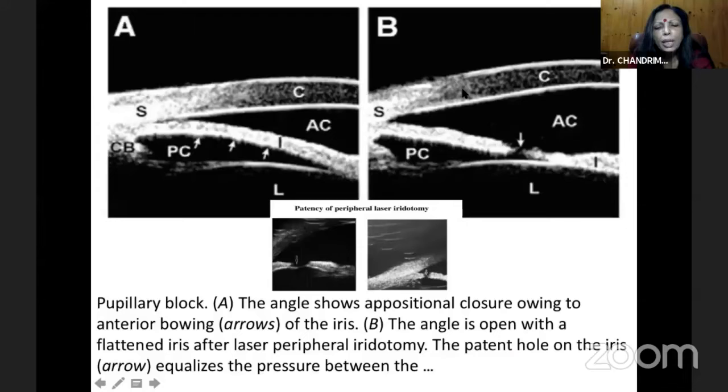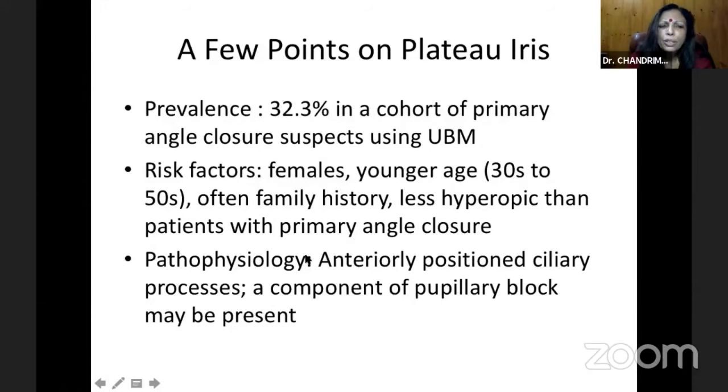And in B, you see the angle is open with a flattened iris after laser peripheral iridotomy, which can be seen out here. And that's also another picture where you can see the patency of the peripheral laser iridotomy. So a few points on the plateau iris.